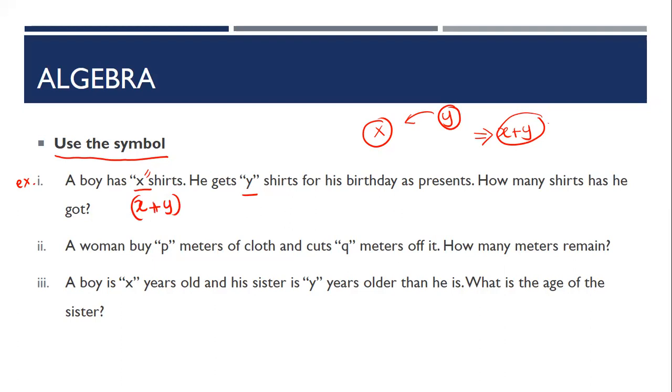Okay, so that is our example 1. And let's see example 2. So our example 2: a woman buys p meters of cloth and cuts q meters of it. We are asked how many meters remain.